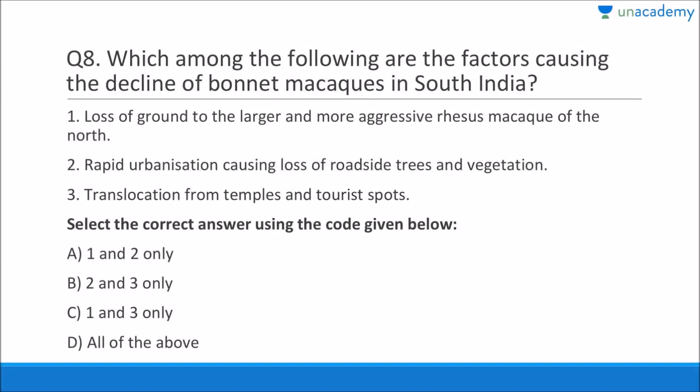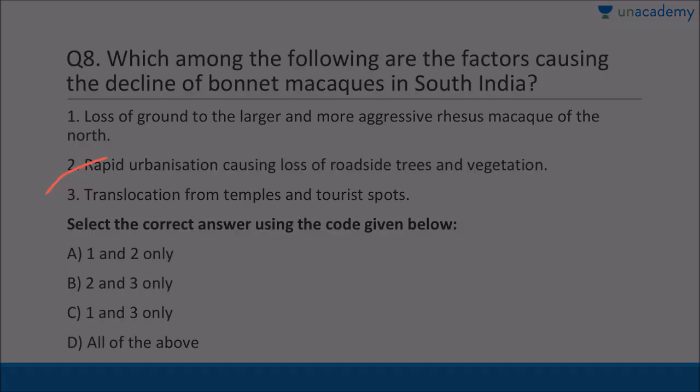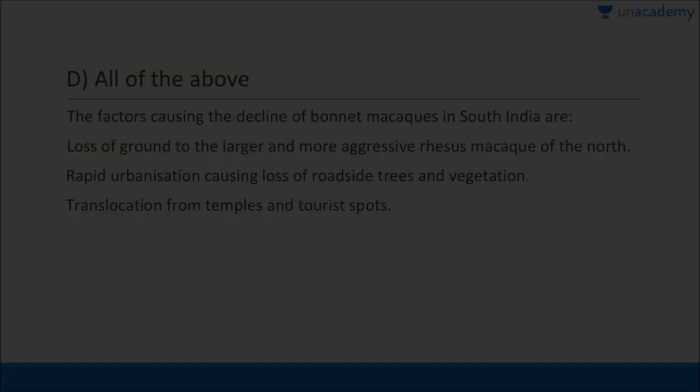Question number 8. Which among the following are the factors causing the decline of bonnet macaques in South India? So loss of ground to the larger and more aggressive rhesus macaque of the north. That is correct. Rapid urbanization causing loss of roadside trees and vegetation. That is also correct. Translocation from temples and tourist spots. That is also correct. So answer here is D, all of the above. All these statements are absolutely correct.